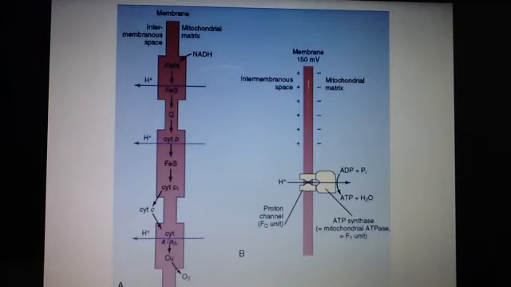This system is very similar to how nerve cells have a gradient difference. In nerve cells, for example, nerve cell difference is a negative 90 millivolts. In this case, it's 150 millivolts.